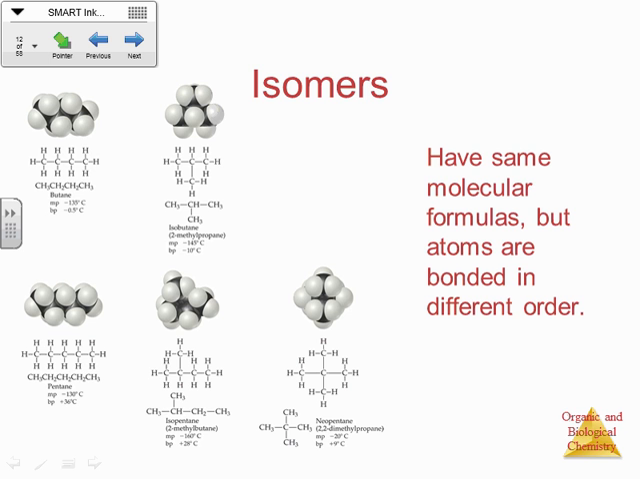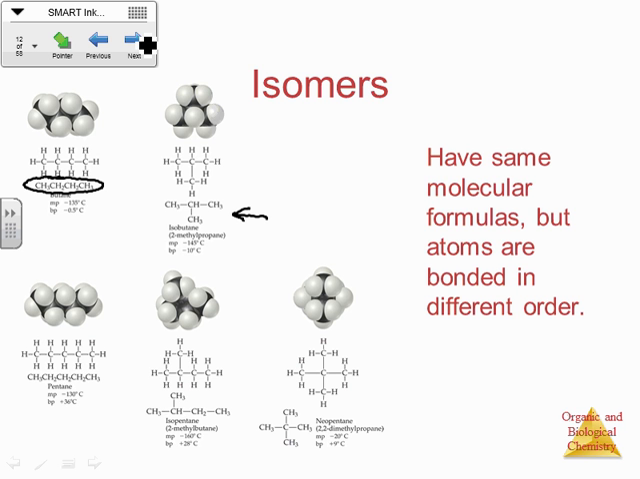But an isomer would have the same molecular formula, but the atoms have a different order to them. So an example of this: butane is just 4 carbons right in a row, and then you've got the hydrogens around it. Now isobutane is an example of an isomer. And if you look at this, it's still got the exact same formula.